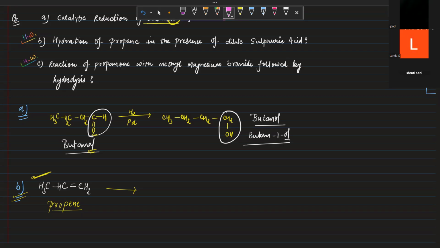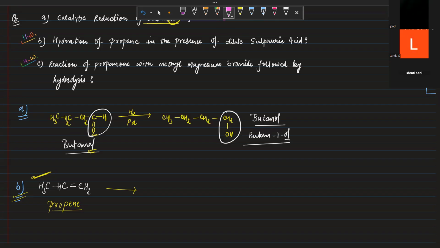Is there going to be a reagent? Read out the B question. Hydration of propene in the presence of dilute sulfuric acid. Is it sulfuric acid or sulfonic acid? I searched up sulfonic, but the video showed me sulfuric acid, so I should be fine.